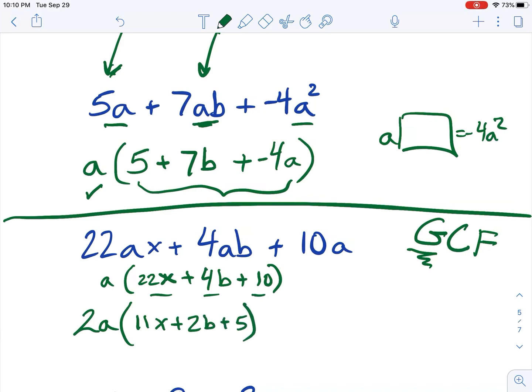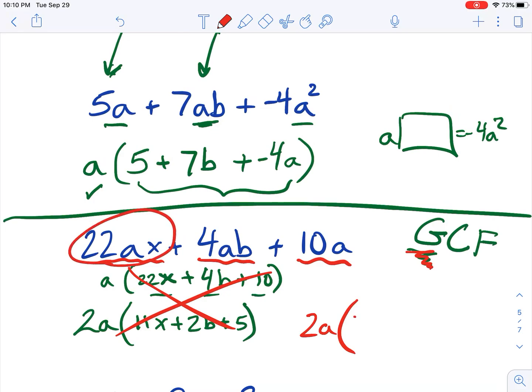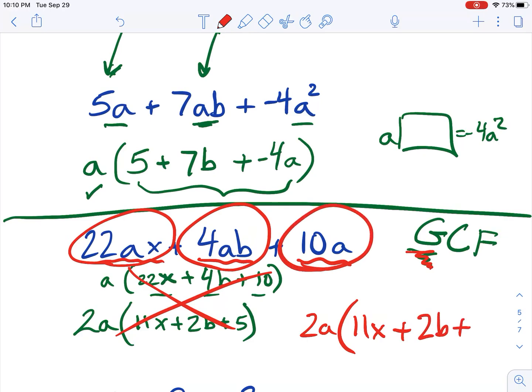But couldn't you have just accomplished that in a faster way? Yes. So what if I noticed right away that I could take a 2a out of here, a 2a out of here, and a 2a out of here? So that's what I'll do, because 2a is my greatest common factor. So 2a times what will give me a 22ax? Well, I'll need 11, and I'll need an x. And 2a times what will give me 4ab? Well, I need a 2b. And 2a times what gives me 10a? Well, I'll just need a 5. And look, I have the same answer. This just took me 1 step, whereas this took me 2.